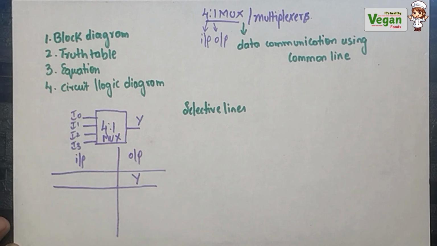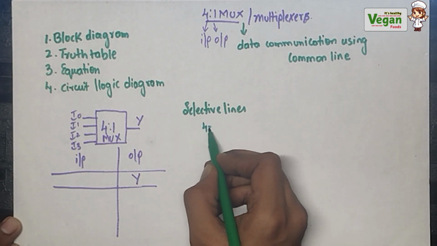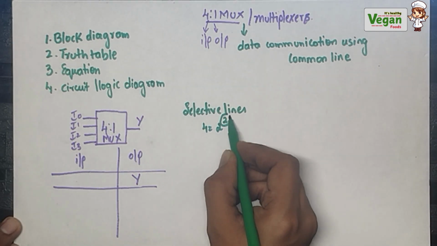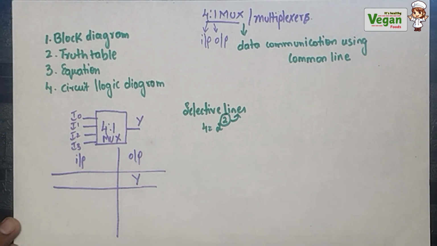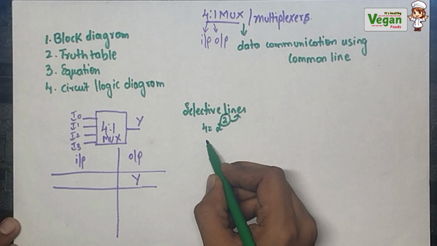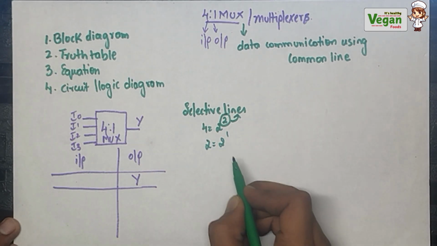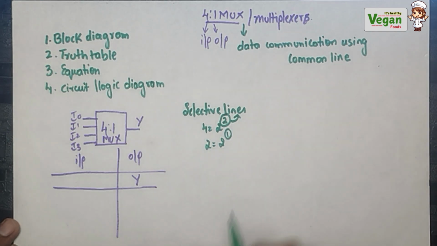What is the number of inputs? There are 4 inputs. How can we write it in powers of 2? That is 2 power 2. So we will require 2 selective lines. If it is a 2:1 MUX, there will be 2 inputs. How can we write it in powers of 2? 2 power 1. So therefore in a 2:1 MUX we just need 1 selective line.